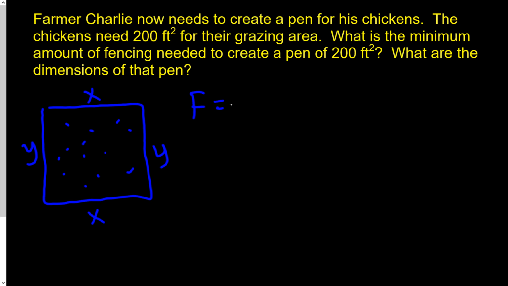There's going to be a fence equation. And this time there's no river binding it on one side. So the fence is going to be 2x plus 2y, and the area of this is going to be just x times y.